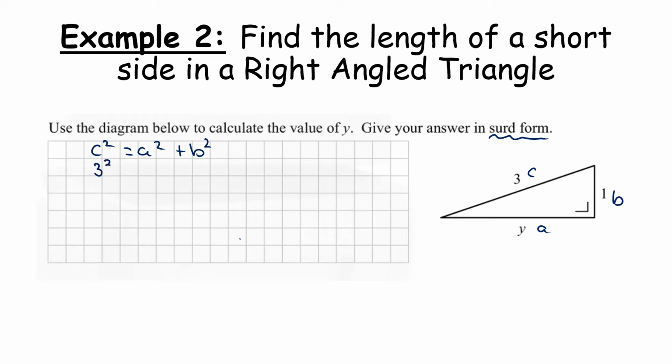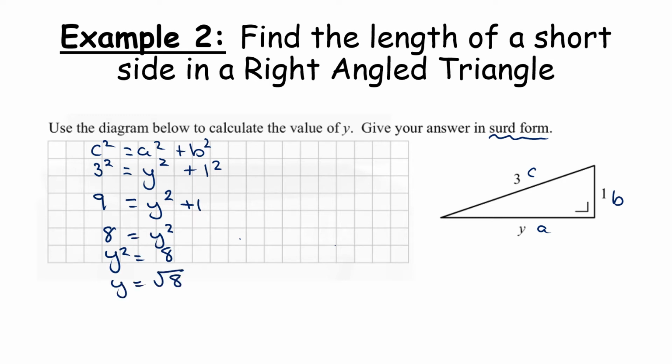C is 3 squared is equal to y squared plus 1 squared. 9 is equal to y squared plus 1. So what we want to do is subtract 1 from both sides. So 8 is equal to y squared. Just flipping that to make it easier, y squared is equal to 8. Y is equal to the square root of 8. So in this case, we get y is equal to 2 root 2. Again, it's important you don't leave your answer in the third form you get, but that you simplify it as much as you can.